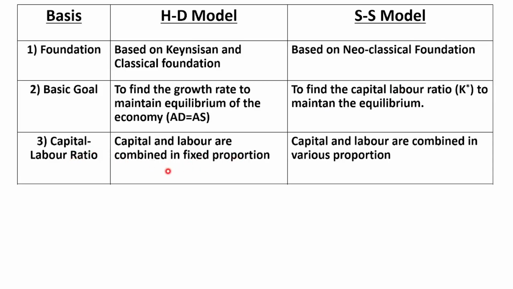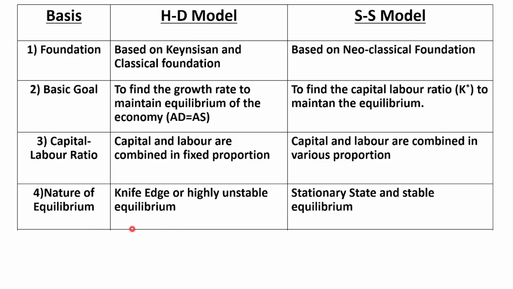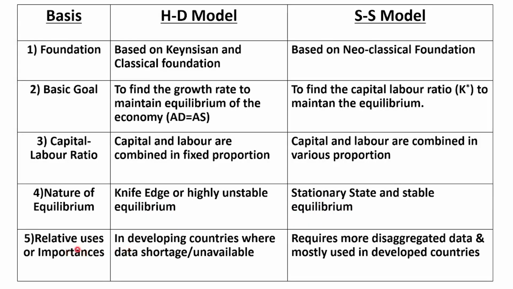Capital and labor are combined in fixed proportion under the HD model, whereas in the SS model, capital and labor are combined in various proportions. Similarly, on the nature of equilibrium, under the HD model there is knife-edge or highly unstable equilibrium, whereas under the SS model, stationary state and stable equilibrium. So the fifth difference is relative uses or importance. The HD model is generally used in developing countries where there is shortage of data and information, whereas the SS model requires more disaggregated data and is mostly used in developed economies.